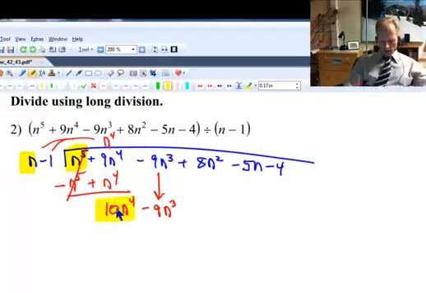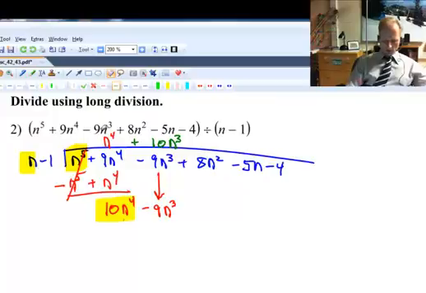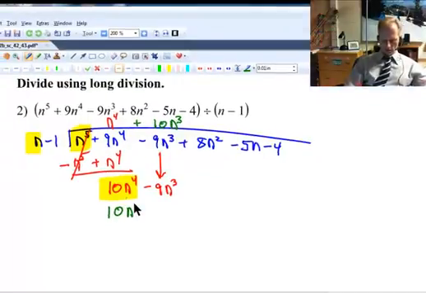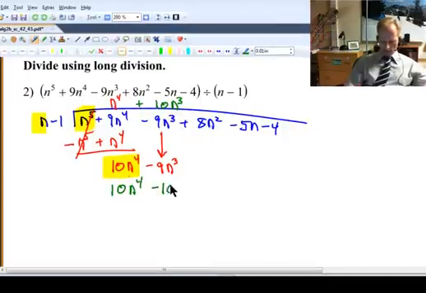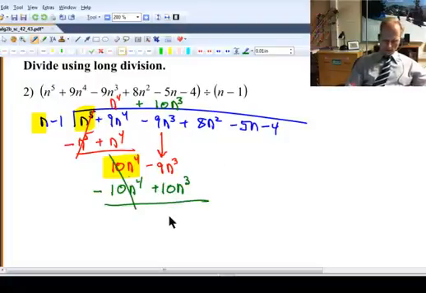Alright, now I'm looking at the 10n to the 4th and n, and I decide that I need to multiply n by 10n cubed to get 10n to the 4th. So I do that, but I multiply both terms in the divisor, and I get this. Then I'm going to subtract, meaning I reverse both signs, and that gives me n cubed. And then I bring down the 8n squared.